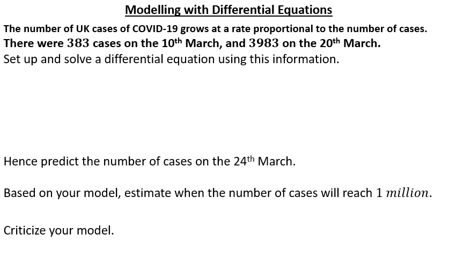The rate at which the number of cases grows, that's your differential term. That's going to be dP/dt. And the number of cases itself, that's P. k is the unknown constant of proportionality. And sometimes this information will only be available in the form of some additional facts. Like in this case, we have 383 cases on the 10th of March and 3,983 on the 20th.